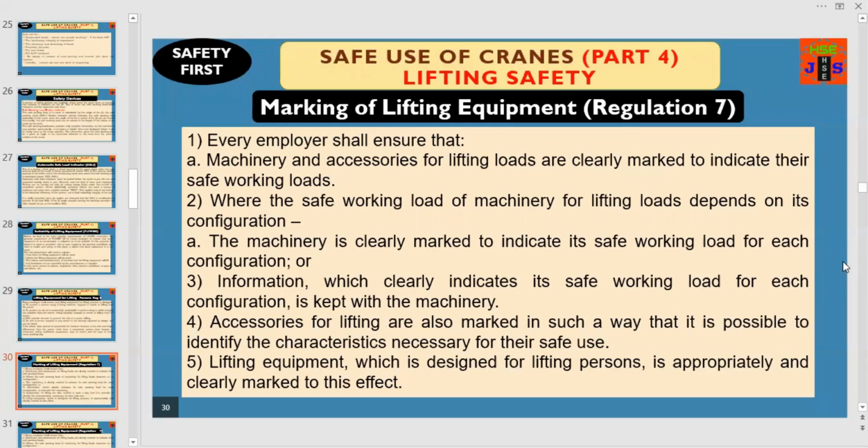Where the safe working load of machinery for lifting loads depends on its configuration, the machinery is clearly marked to indicate its safe working load for each configuration, or information which clearly indicates its safe working load for each configuration is kept with the machinery. Accessories for lifting are also marked in such a way that it is possible to identify the characteristics necessary for their safe use. Lifting equipment which is designed for lifting persons is appropriately and clearly marked to this effect.